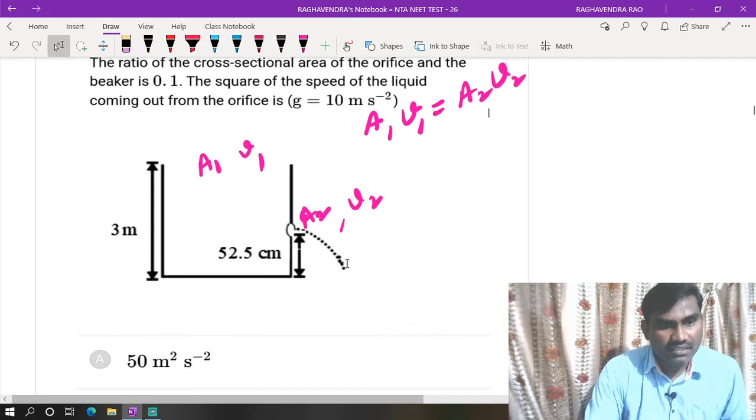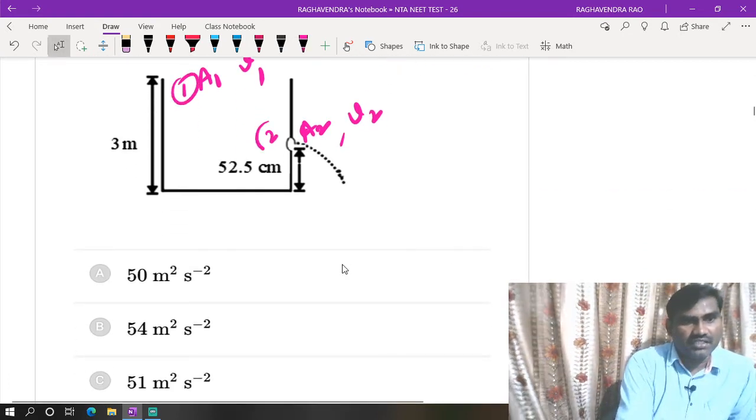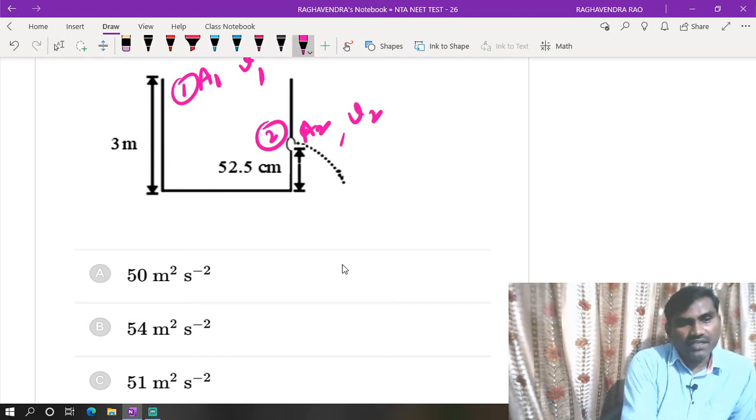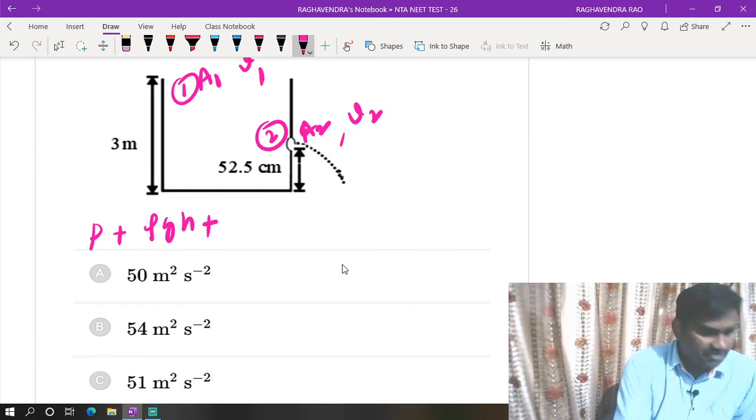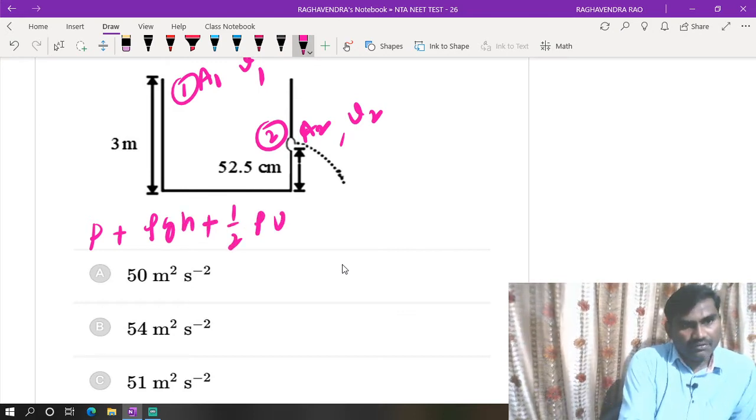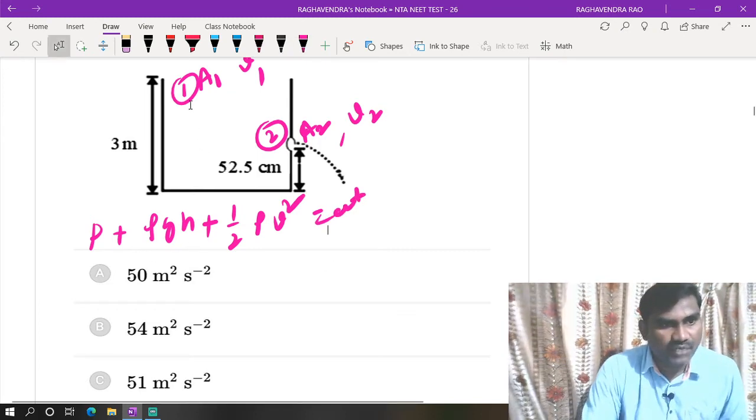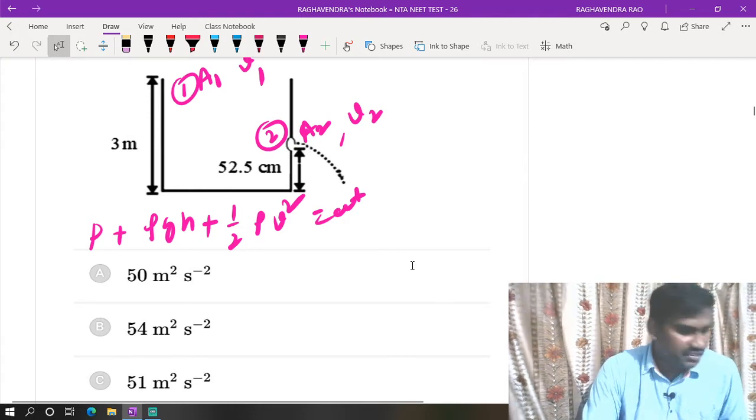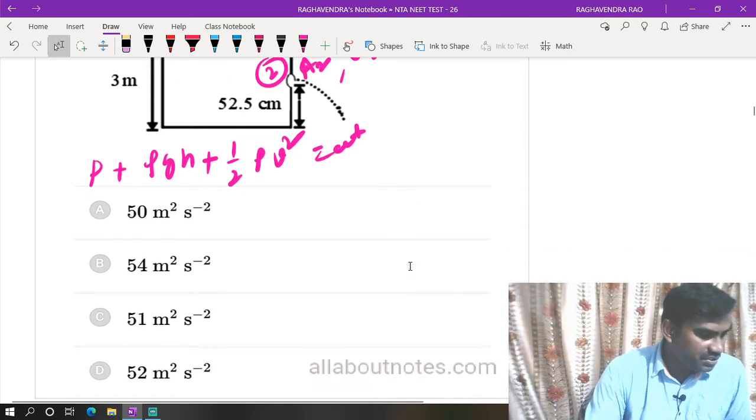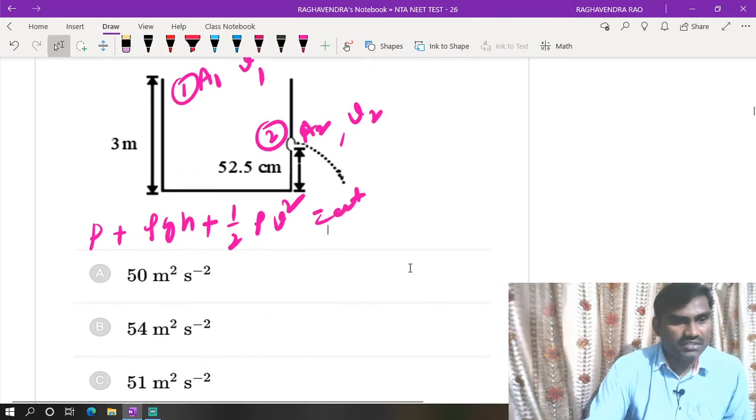Now we can apply Bernoulli's principle at 2 points. This is, for example, the first point and this is the second point. Now here, pressure energy P plus rho g h plus half rho V square will be equal to constant. So in both cases, point 1 and point 2, we can equate both of them. Then we can simplify the velocity, which is equal to 15 meters square per second square. That is option A.